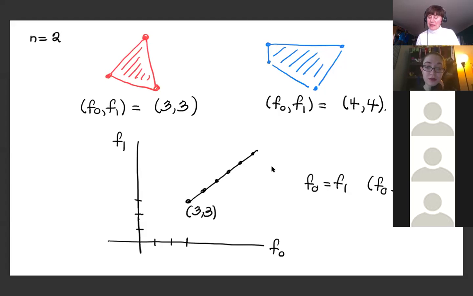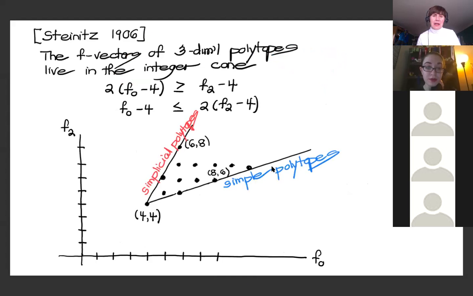What about 3-dimensional polytopes? Well, Steinitz in 1906, so a little more than 100 years ago now, actually characterized f-vectors of 3-dimensional polytopes. So it lives in this cone. Because we have Euler-Poincare, f0 minus f1 plus f2 is equal to 2, we can actually solve for the number of edges in terms of the number of vertices and two-dimensional faces. We only need to know 2 out of 3 of those pieces of information to pin it down. So that's why this is sketched in the f0, f2 plane.